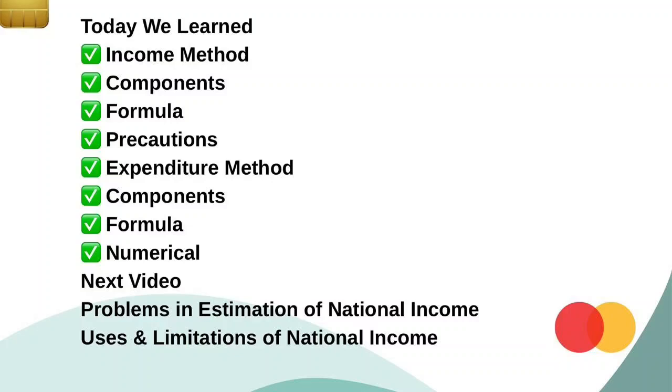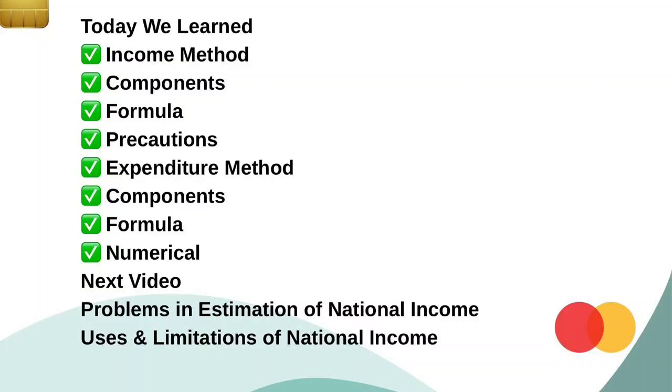Congratulations, you have now completed all three methods of measuring national income. Let's quickly revise. We started with income method where we add all factor incomes like compensation of employees, rent, interest, profit, and mixed income. Then we solved a board level numerical and learned the precautions such as excluding transfer payments and capital gains. After that, we studied expenditure method, where national income is calculated by adding consumption, investment, government expenditure, and net export. We also solved a numerical and discussed the important precaution to avoid common mistakes. Finally, we compared all three methods and understood they all measure the same income from different perspectives.